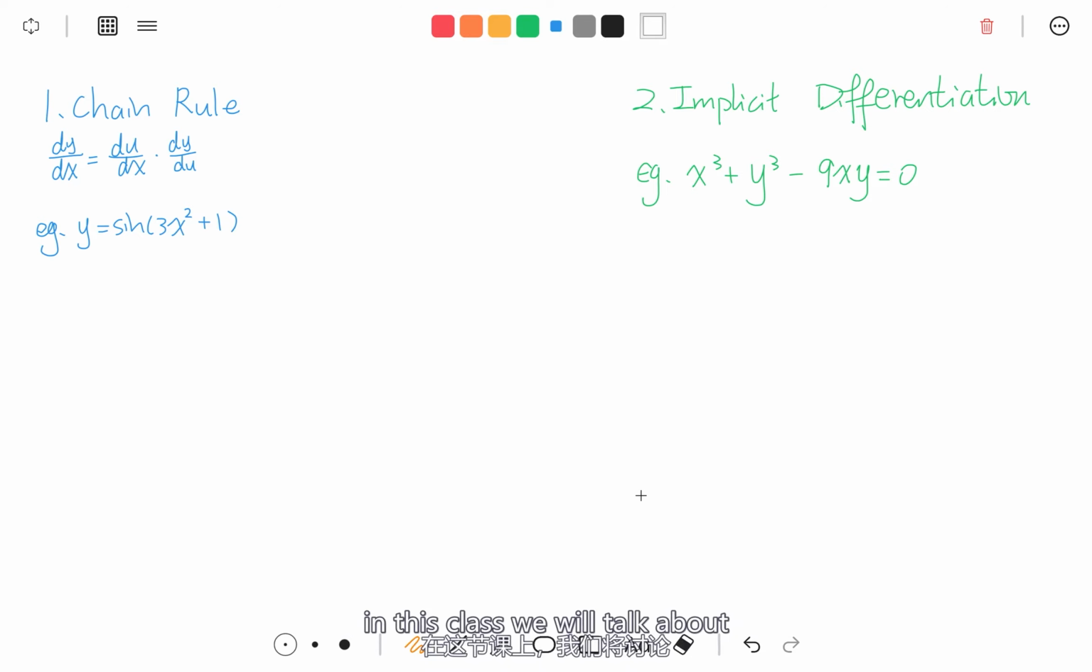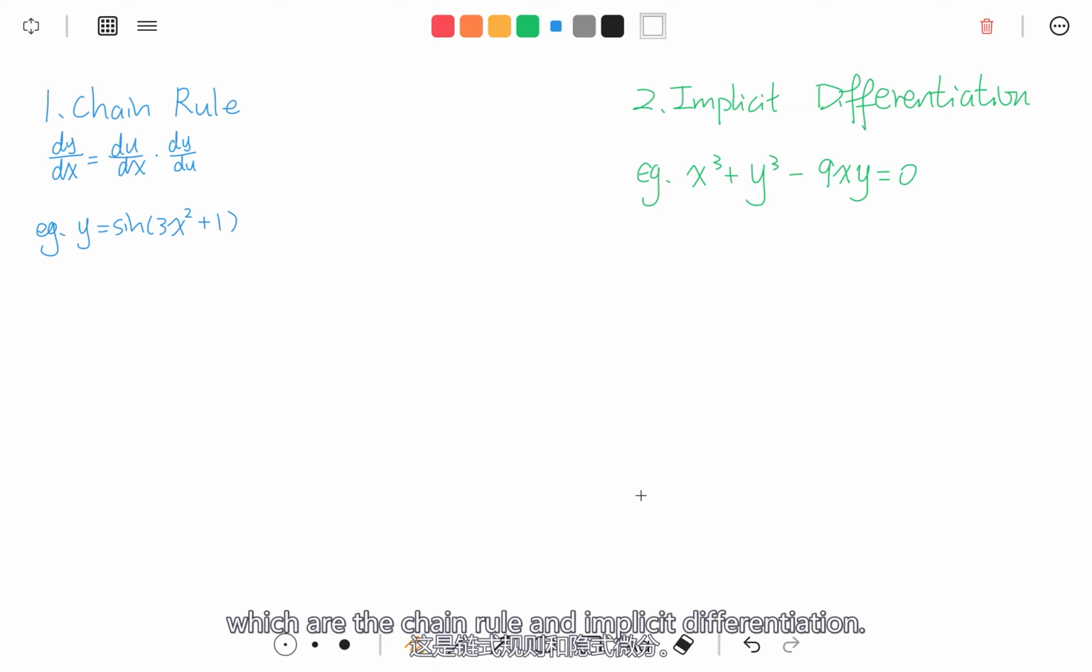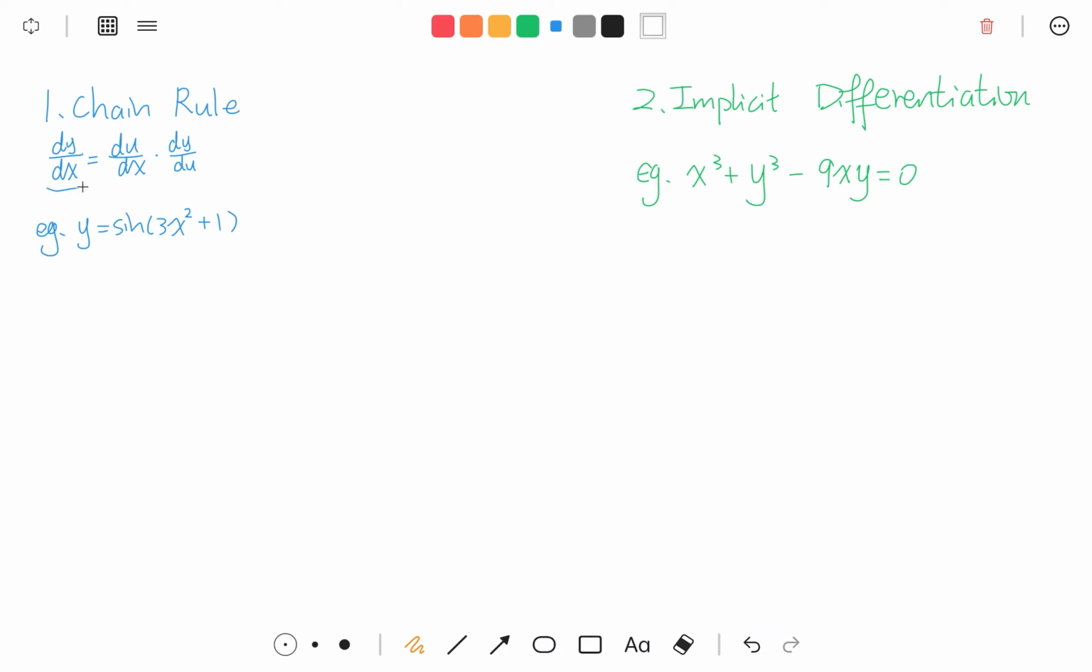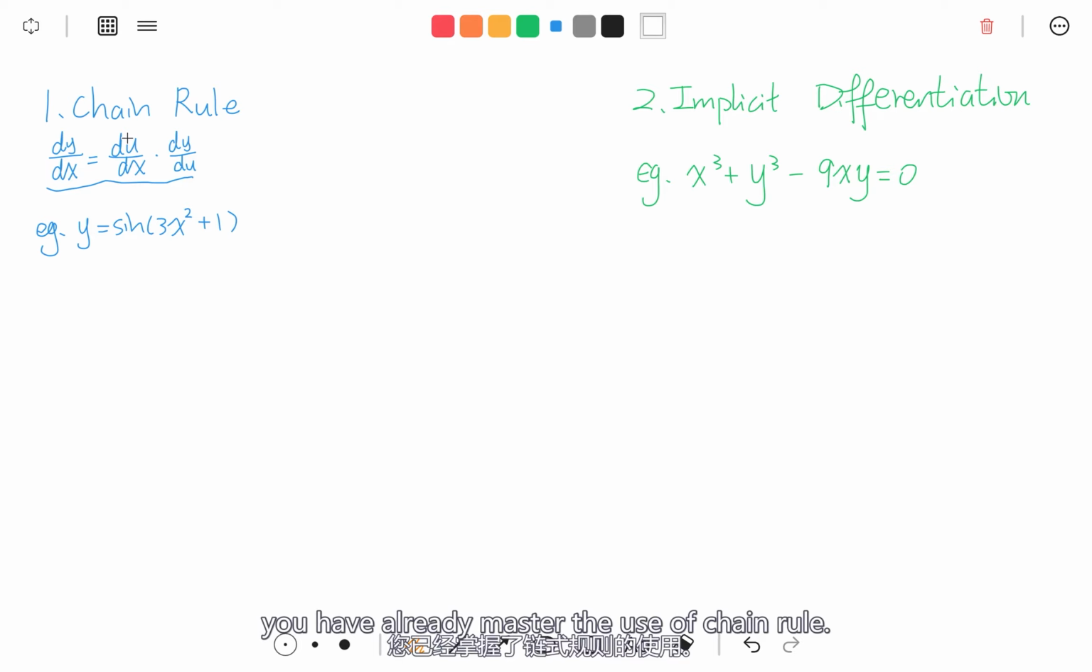In this class, we will talk about two methods of calculating derivative, which are the chain rule and implicit differentiation. First, let's talk about the chain rule. This is the basic form of chain rule. You don't have to recite it, because when you understand the reason why this could appear, you have already mastered the use of chain rule.